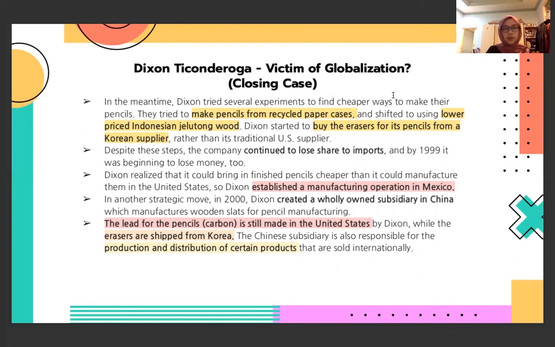Dixon realized that it could buy unfinished pencils cheaper than it could manufacture them in the United States, so Dixon established a manufacturing operation in Mexico. In another strategic move, in 2000, Dixon created a wholly owned subsidiary in China which manufactures wooden slats for pencil manufacturing. The lead for pencils, or carbon, is still made in the US by Dixon, while the erasers are shipped from Korea. The Chinese subsidiary is also responsible for the production and the distribution of certain products that are sold internationally.